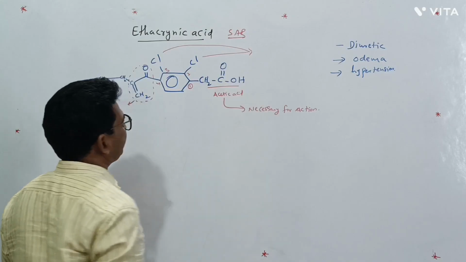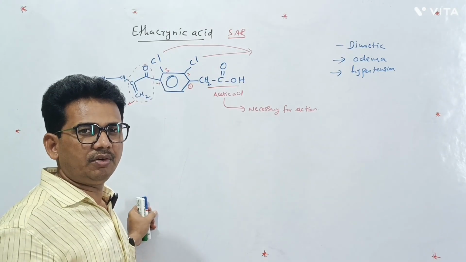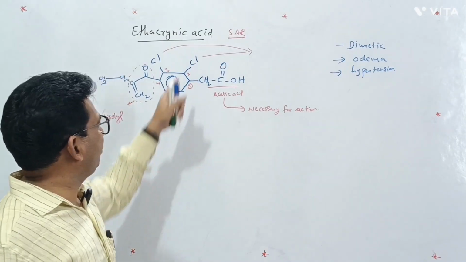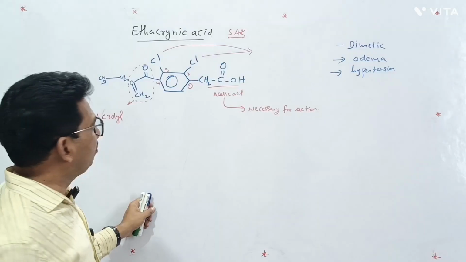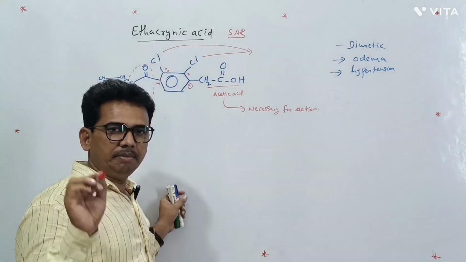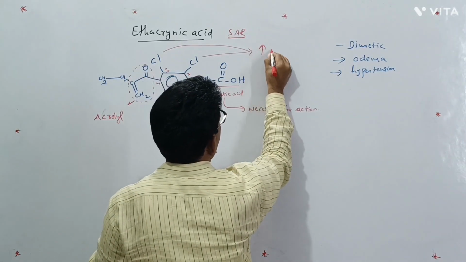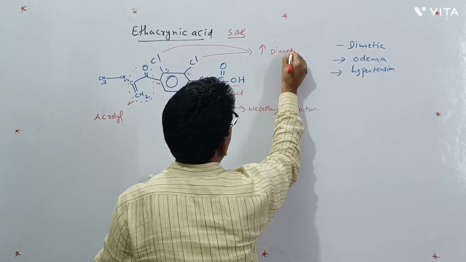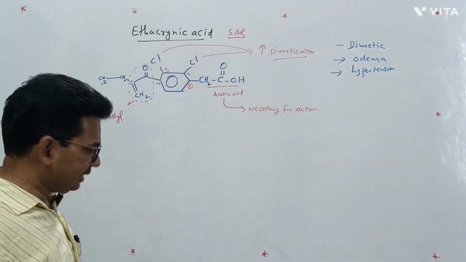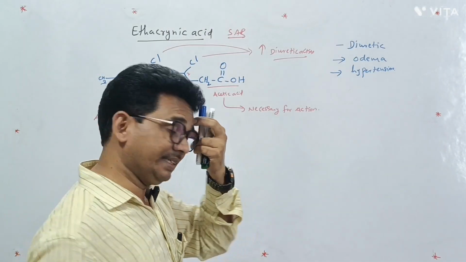Both positions have an electron withdrawing group. Then the resonance effect dominates over the inductive effect, what we studied in organic chemistry too. That's why it will act as a donating group, but you consider it as the electron withdrawing group only. Always remember in the SAR, electron withdrawing group increases the diuretic action. But if you substitute with any other group, the activity is going to decrease.